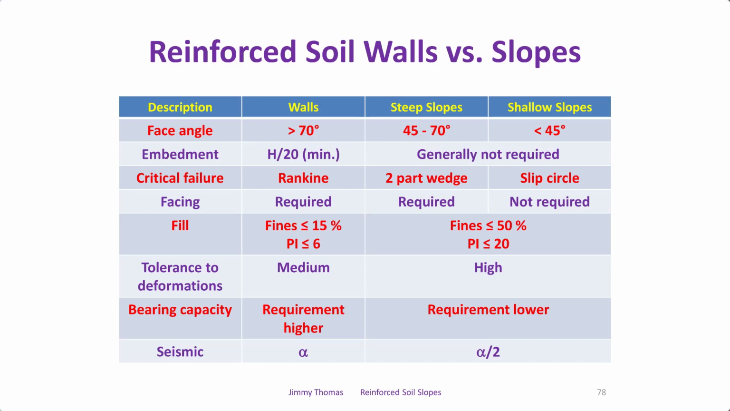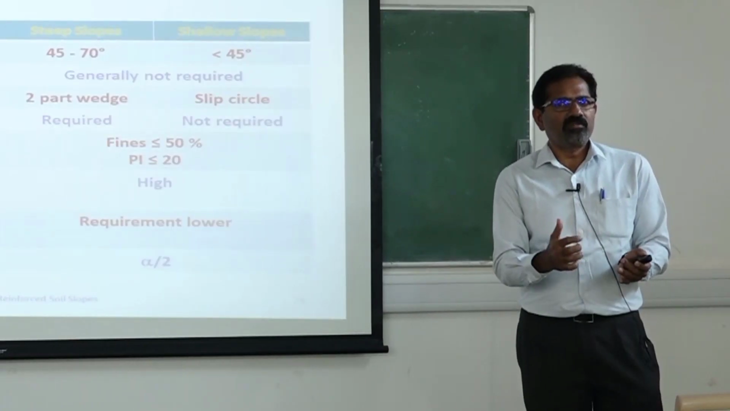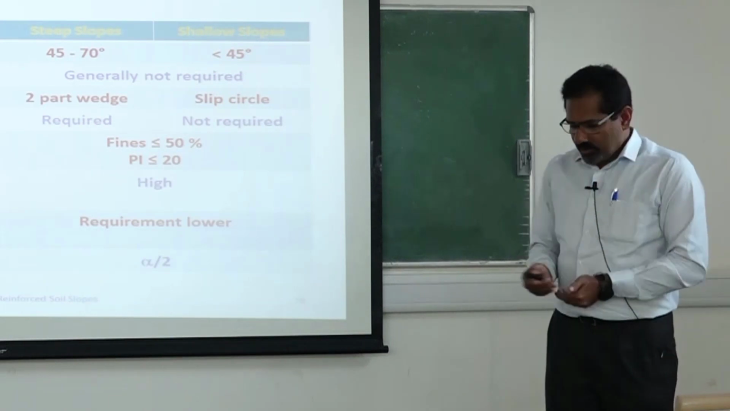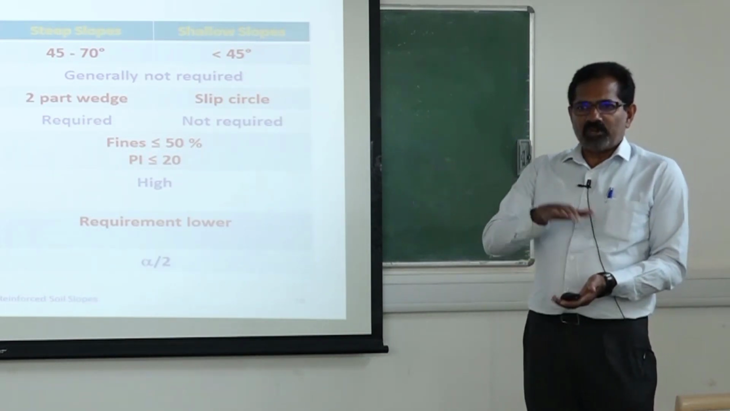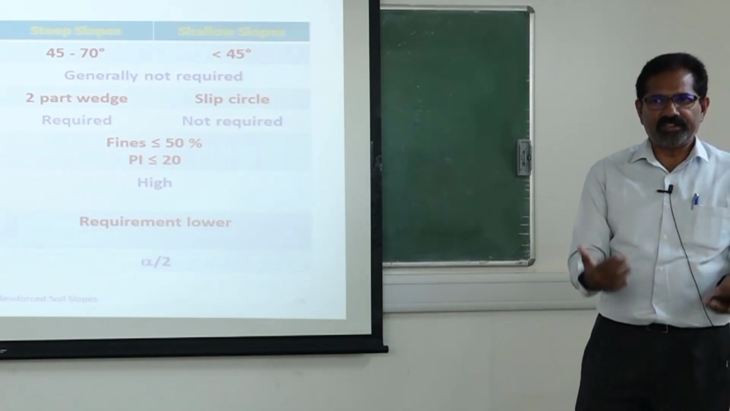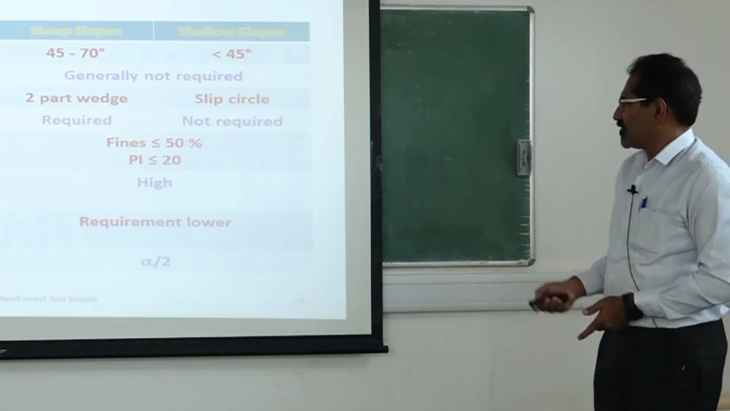Then fill. Here we need a good quality granular fill, whereas in the case of slopes, we can use other soils. Then tolerance to deformations: as I mentioned, soil can accommodate a lot of settlement because it's a flexible material. But in the case of a wall, we are putting a facing, a concrete panel or blocks. So how much settlement the wall can tolerate is decided based on what type of facing I'm using. In the case of slopes, normally with the wraparound, it can accommodate a lot of settlement. So if the foundation soil is poor and likely to settle, then the slope has advantages.